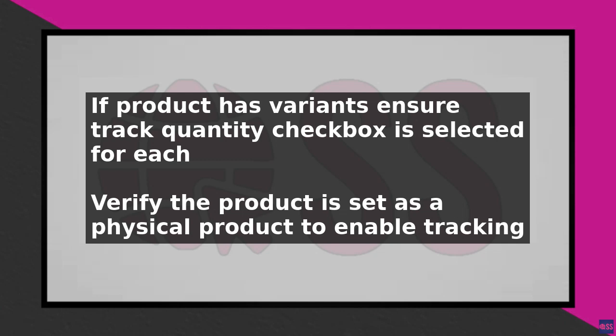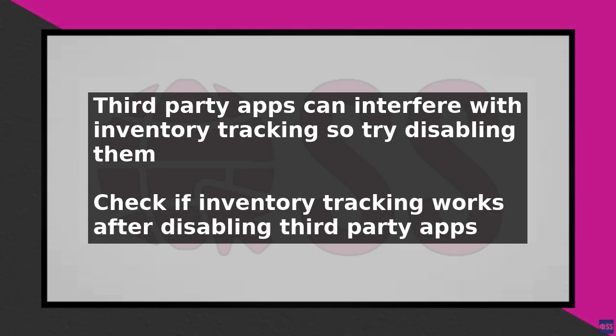Another possible reason for inventory not tracking is that the product is not set to be a physical product. Only physical products can have inventory tracking enabled. To set a product as a physical product, go to the product page and click the Edit button. Scroll down to the Product Type section and select Physical Product.